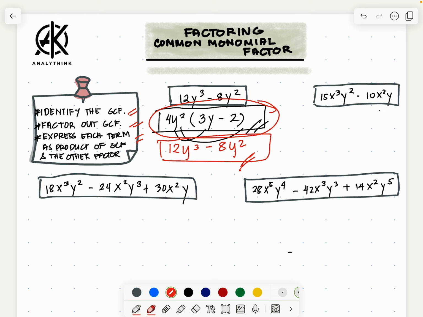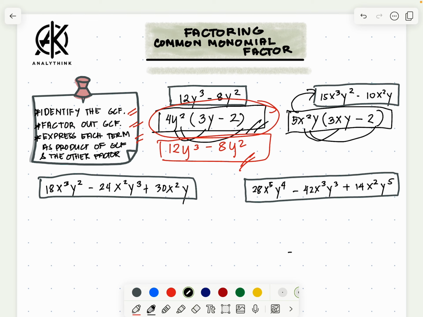Next, you have 15x cubed y squared minus 10x squared y. Looking at the terms, your GCF here would be 5x squared y. Same process: you have 3xy minus 2. Okay, minus 2. So this will be our final answer. Now, if you multiply this, you should arrive at the same polynomial.